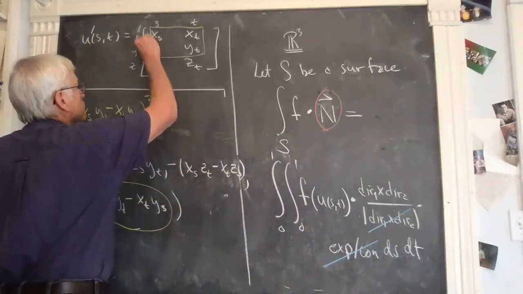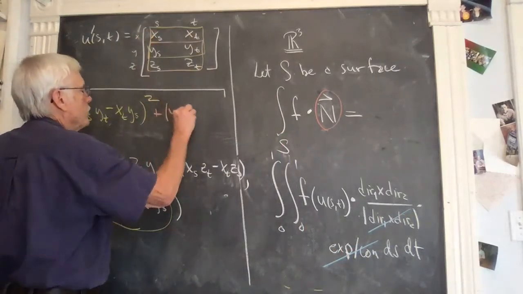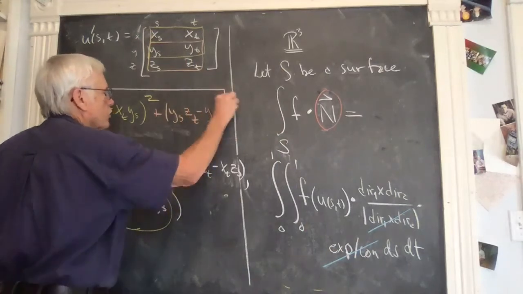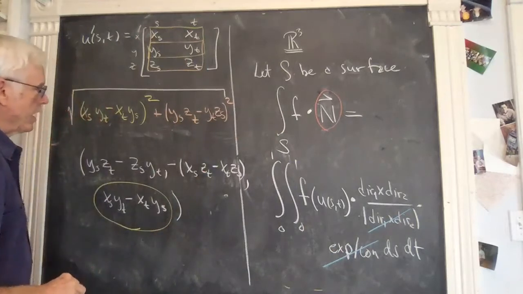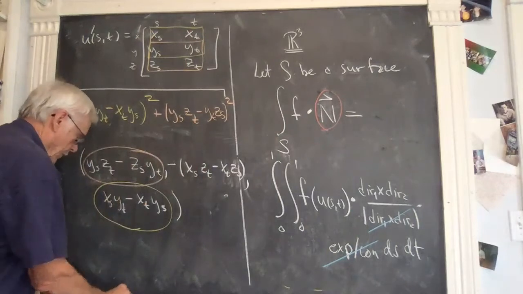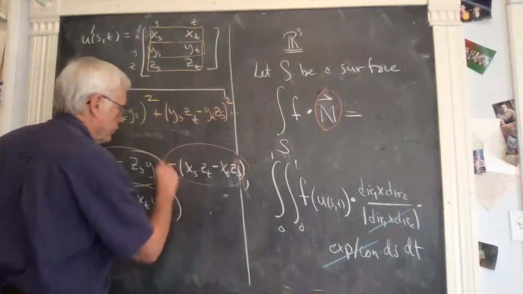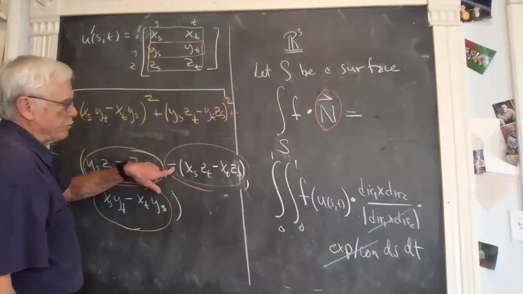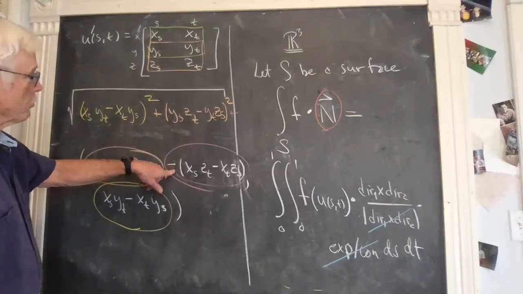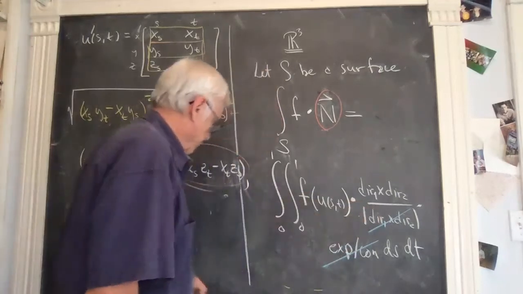The next one would be y sub s z sub t minus y sub t z sub s, squared. And that's this one here. And then we've got one more under the square root, and that will be this one. This is a negative, but just exactly like we did with the curves, when you square it, that goes away. So these two are exactly the same.